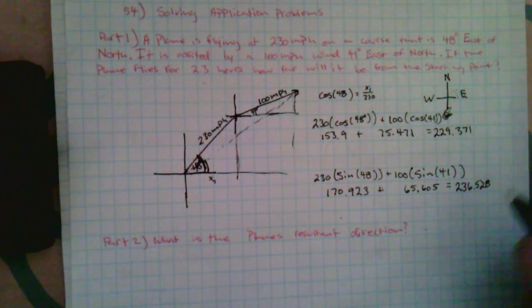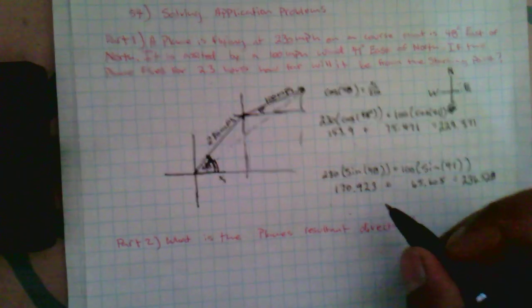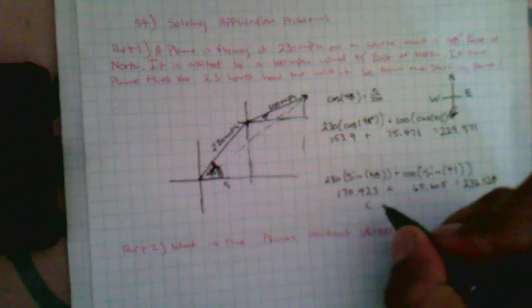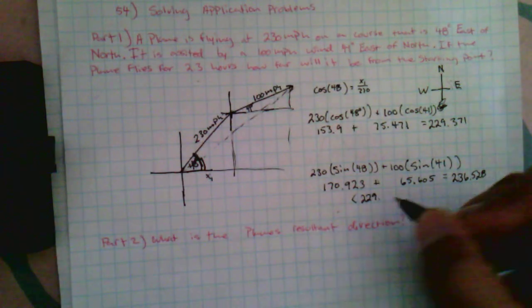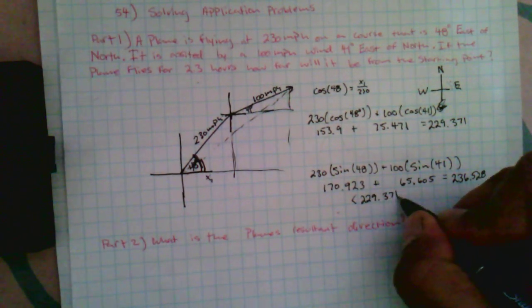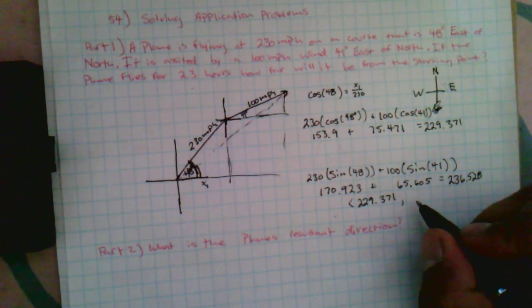And with that, we now have our resultant. So our horizontal, we're going to write this down. It's going to be 229.371, comma 236.